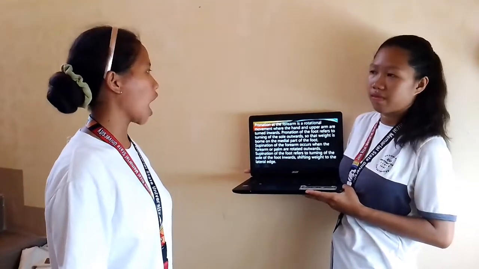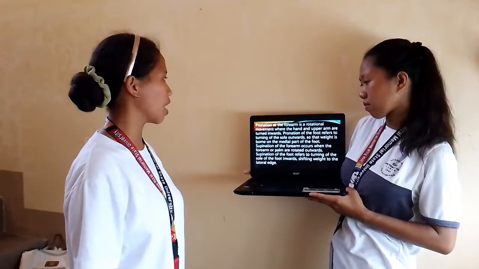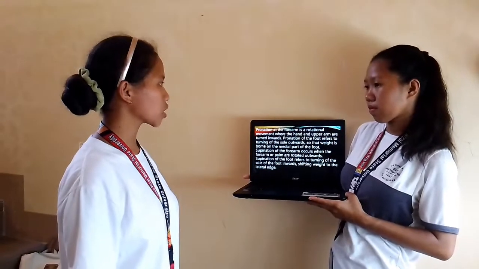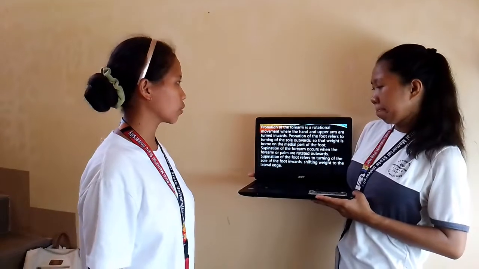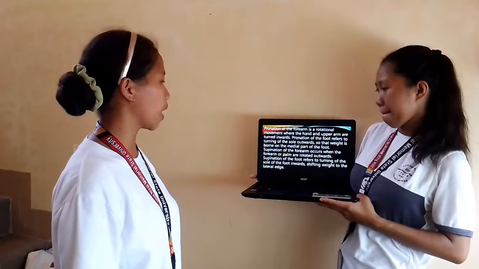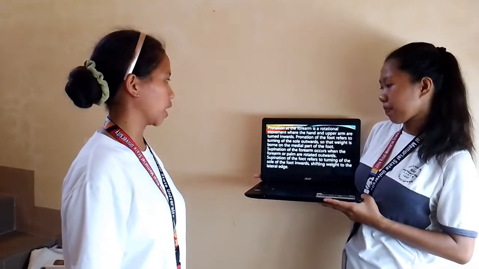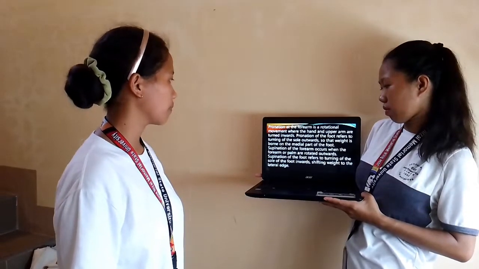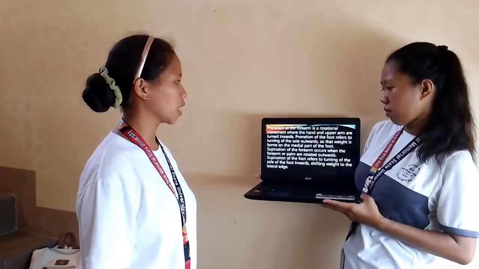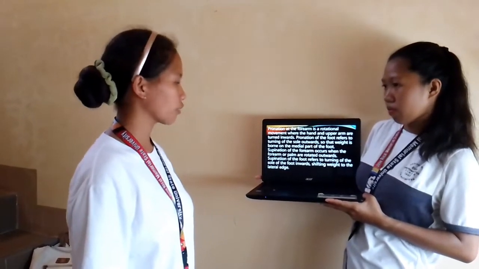Pronation at the forearm is a rotational movement where the hand and upper arm are turned inwards. Pronation of the foot refers to the turning of the sole outwards so that weight is borne on the medial part of the foot. Supination of the forearm occurs when the forearm or thumb are rotated outwards. Supination of the foot refers to the turning of the sole of the foot inwards, shifting weight to the lateral edge.